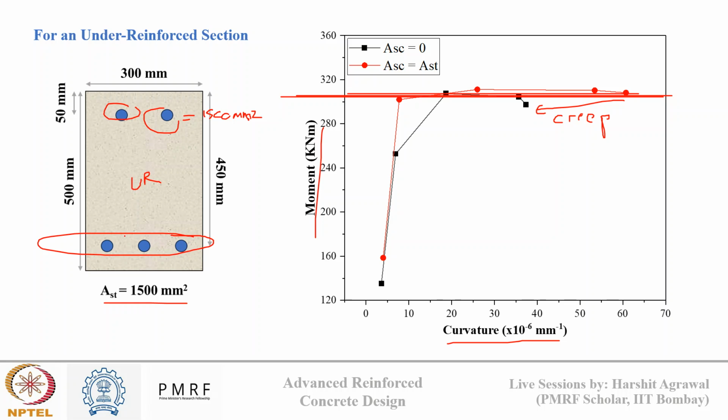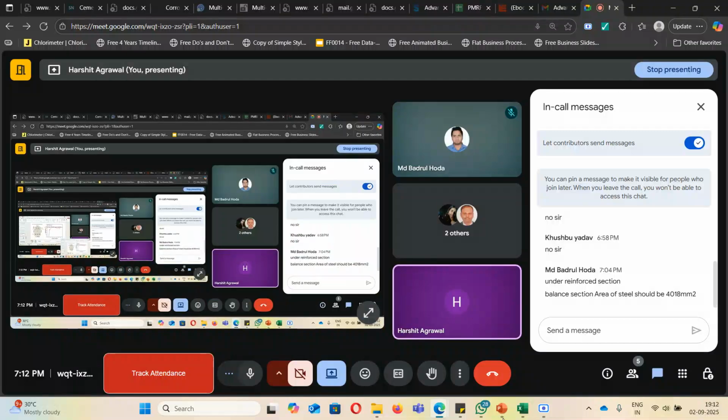And since this will yield much before the yielding will happen in the concrete, the moment capacity won't show any significant change. Okay, so that's why we say we need compression steel only when the section is an over reinforced section, so that we can convert the section into an under reinforced section. Okay, clear with this point? Any doubt in this concept?